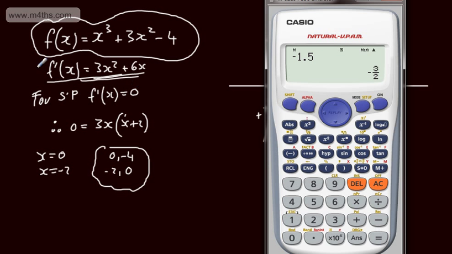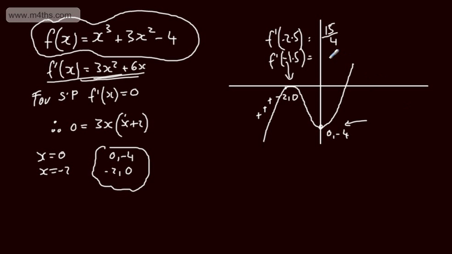And then we'll evaluate f dashed of this quantity. So 3 lots of the answer squared, plus now 6 lots of the answer. And that gives me minus 9 over 4. So minus 9 over 4, that's going to give us a negative. Therefore, we've got a positive gradient to the left, a negative gradient to the right, so we can say that is a maximum. So nice and logical, nice and straightforward.